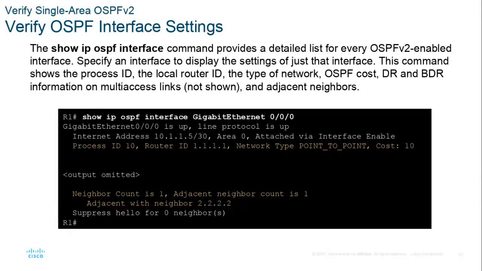Show IP OSPF interface shows me, is there a DR and BDR? Well, that's good, but we designated this router in the lab as a point-to-point router. So there's no DR and BDR in a point-to-point network, because in a point-to-point network, there's only two routers, R1 and R2 maybe. Neighbor count, one neighbor. I'm adjacent to one there. I'm 1.1.1.1. He's 2.2.2.2.